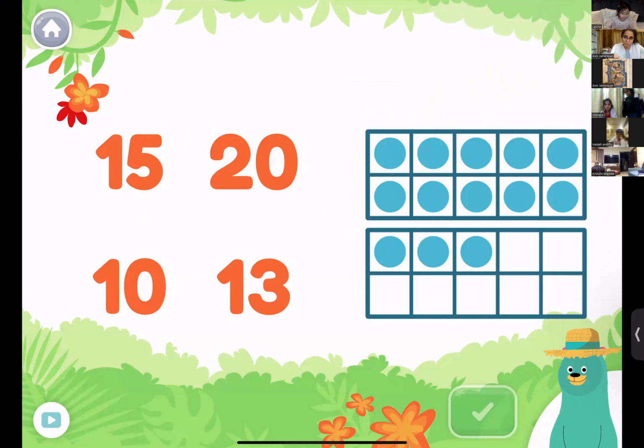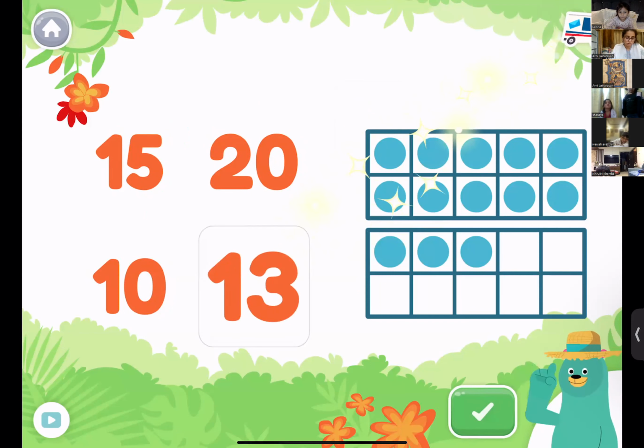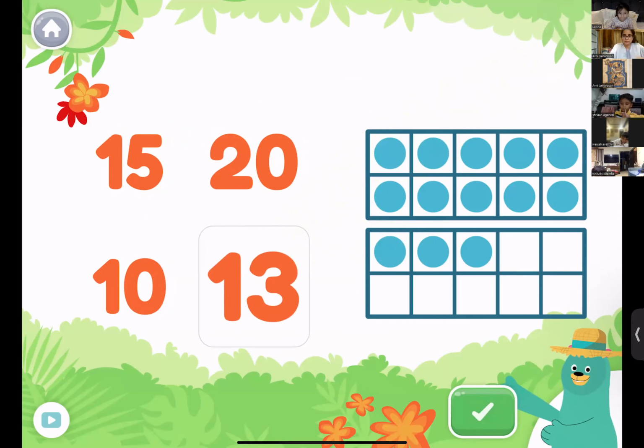We have a 10 frame and then there is an extra 3. Which number is this? Let's look at 10 frames. How many dots are there in the 10 frames? Tap the number. 13. Shriyan, next is your chance. 13. One 10 frame is filled, which makes 10.